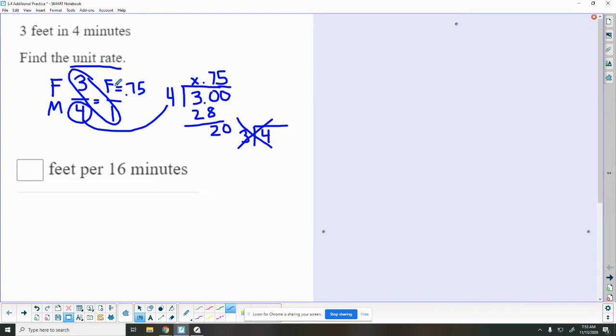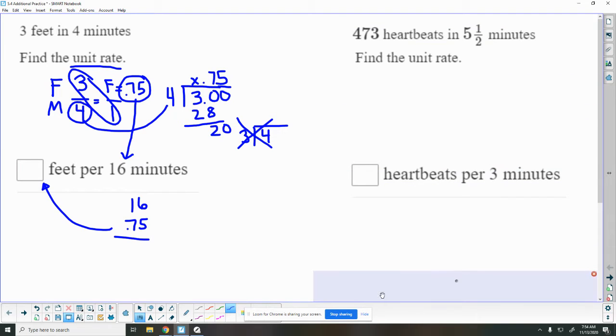Now that I know how far they go in 1 minute, I can use this number to find out how many they do in 16. So I can take 16 and times it by 0.75, and that will tell me how many feet I go in 16 minutes, because this was 1 minute, and now I want 16 of those. I think our biggest mistake is we're just doing our division problem wrong. So just remember, whichever number is alone, that needs to go on the outside. Let's look at a few of those other ones.